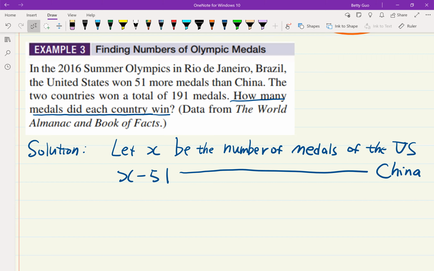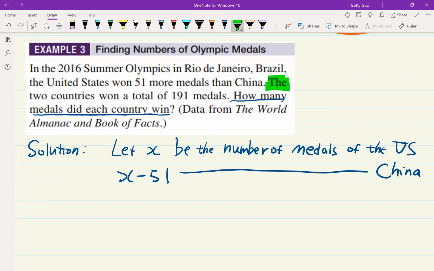In order to know the value of X, we need to set up an equation, right? So let's see how we create the equation. We need to read the problem to find the given information to set up the equation. We have already used this information: US won 51 more medals than China. If we read on, the next sentence: the two countries won a total of 191 medals. Let's look at that information.